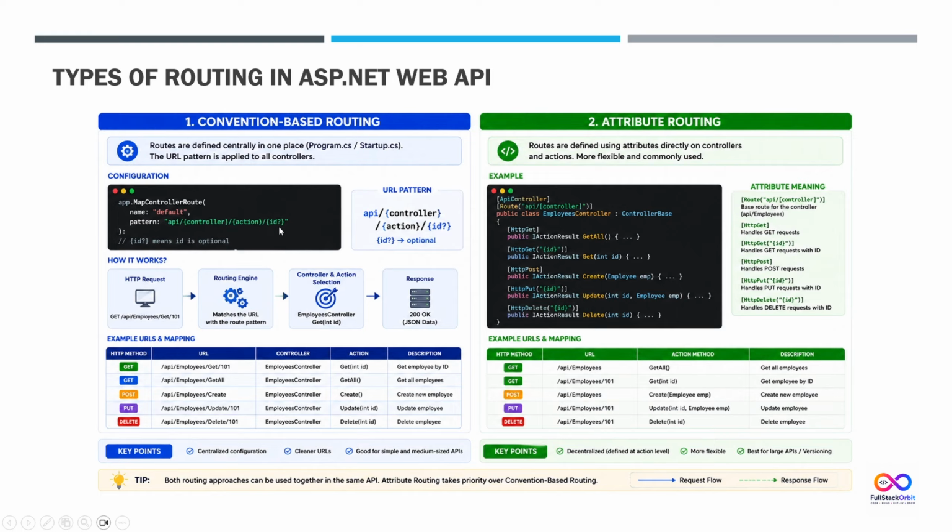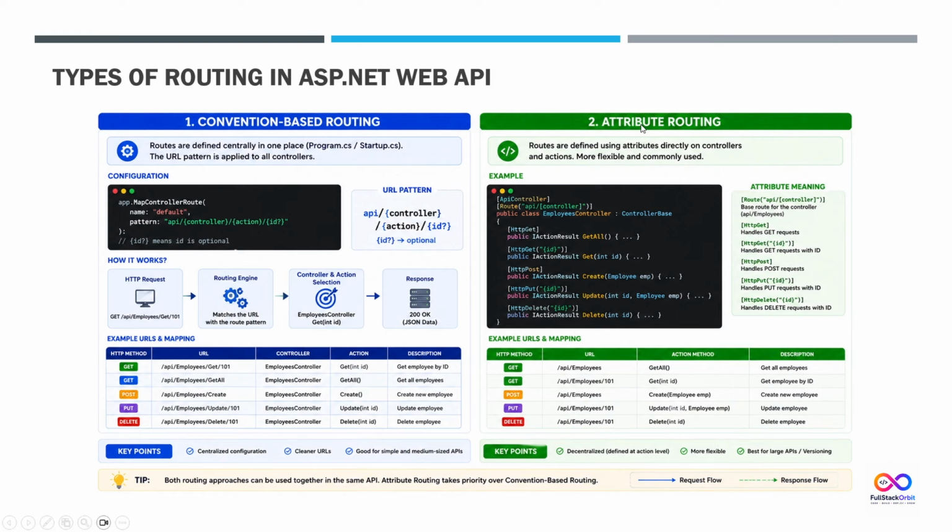So when a request arrives, ASP.NET automatically matches the URL with the route pattern and then identifies the appropriate controller and action method. The advantage of this approach is that it's simple and easy to manage for small and medium-sized applications. However, it provides less flexibility when the API becomes large.